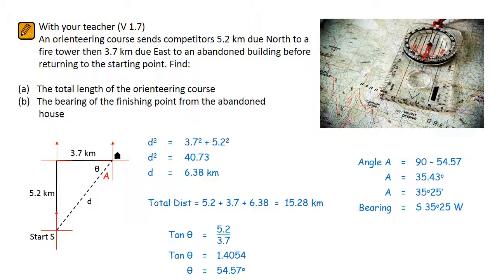Notice in this question, I left my answer as decimal degrees right throughout the working. That's because it's easier to add and subtract those decimal numbers than it is degrees and minutes. So work all the way through in decimals and only in your final answer change it into degrees and minutes.